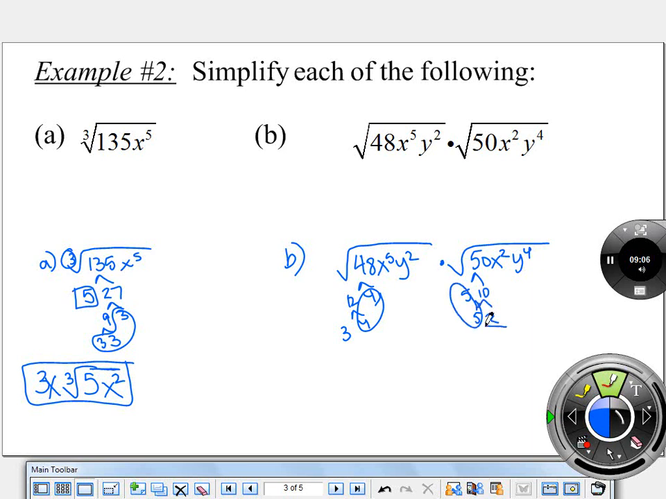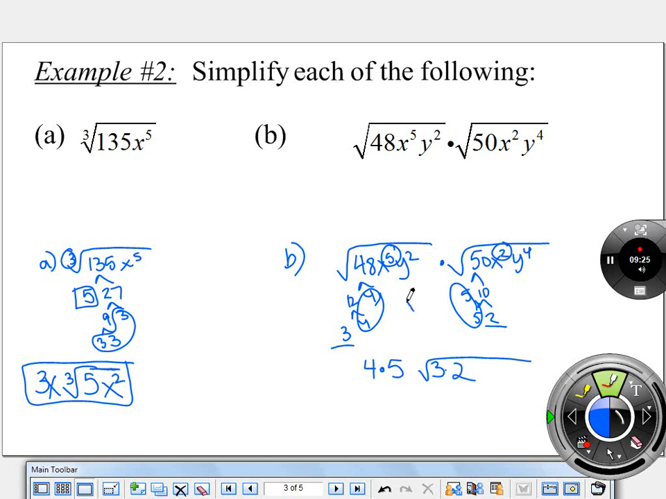I can look at the factor of 2 and 3 and see if they make another perfect square, but in this case they don't. So outside the radical, I'll have a factor of 4 and a factor of 5. Inside the radical, a factor of 3 and a factor of 2. And then dealing with the x's. So this is x to the 5th and x squared. So I have 7 x's total.